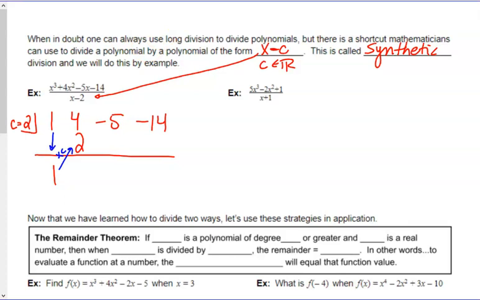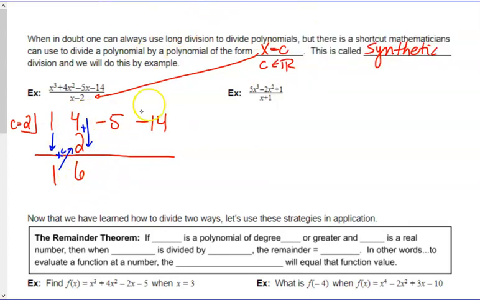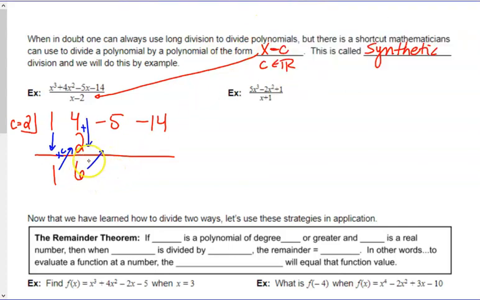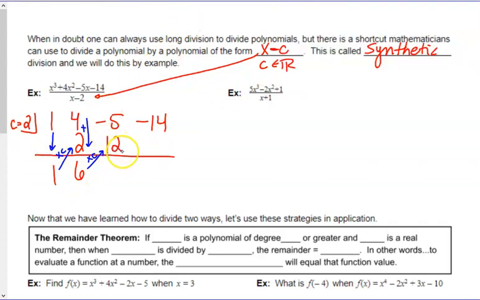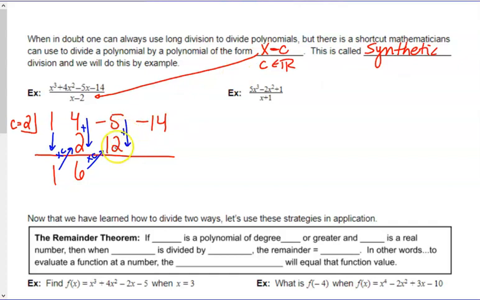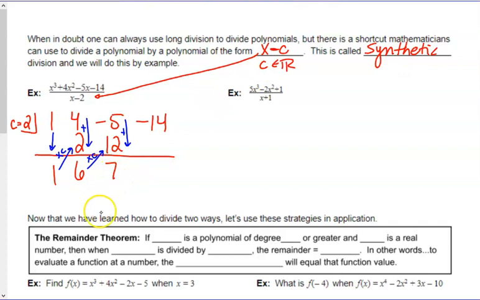Then the next thing I'm going to do is add these two terms. So 4 plus 2 gives me a 6. Then I'm going to start that process all over again. I'm going to now multiply this by c. 6 times 2 gives me a 12, and that's the number that I want to put underneath that negative 5. And then I'm going to add those two numbers again, just like before. Negative 5 plus 12 ends up getting me a positive 7.